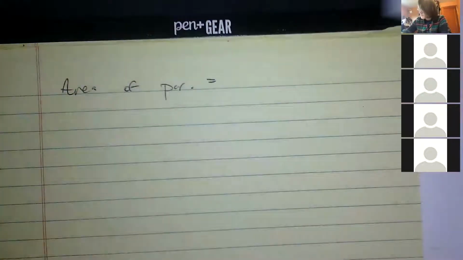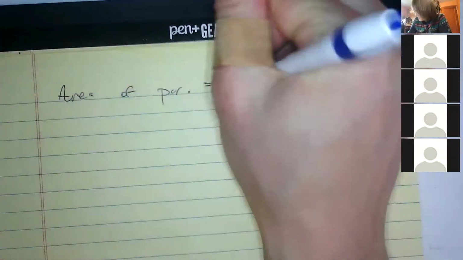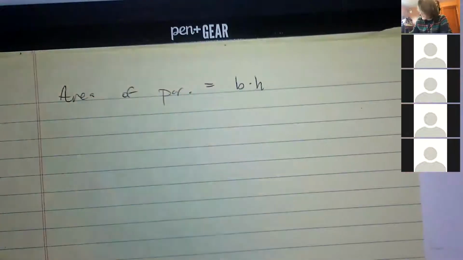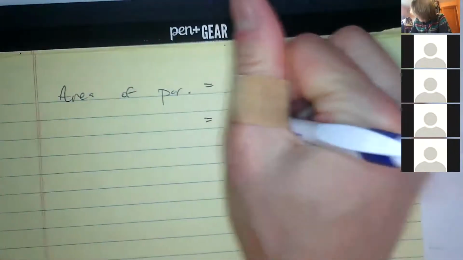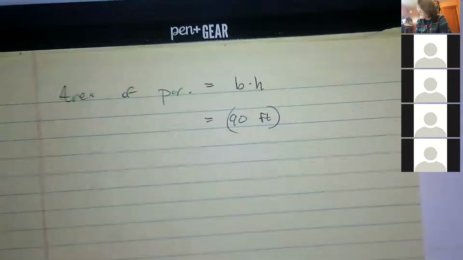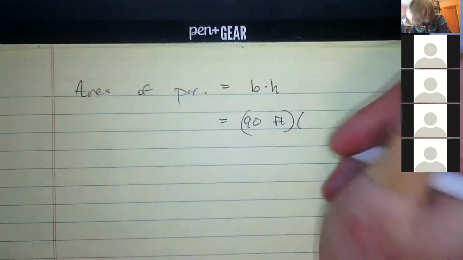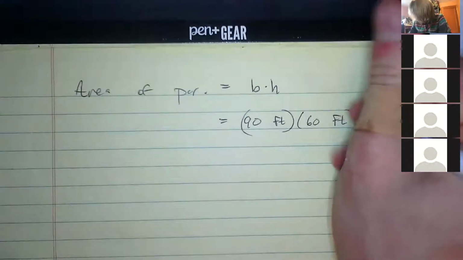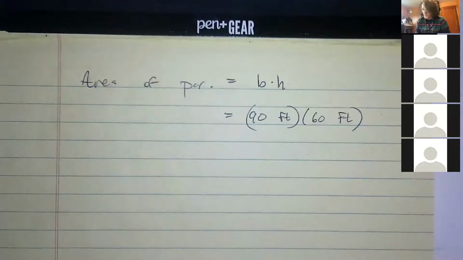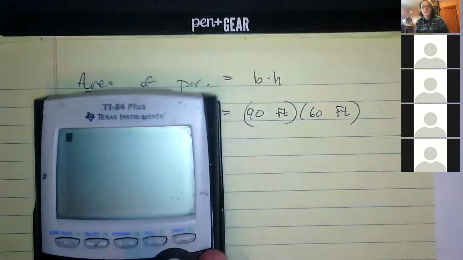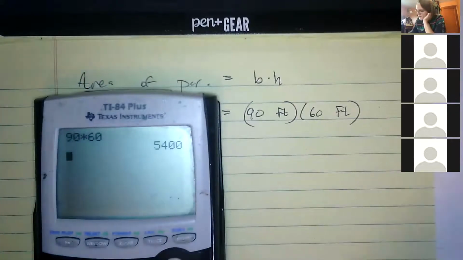So base times height. So the base I said was 90 feet. And what did I say the height was? 60. And now we just use our handy dandy calculator. There we go. So 90 times 60 is 5,400.